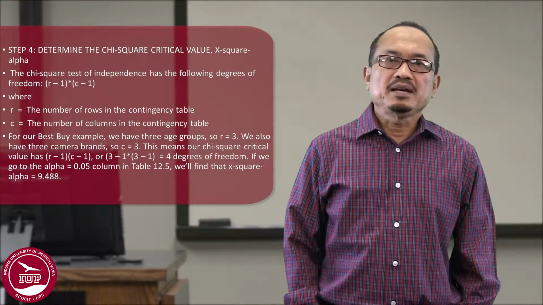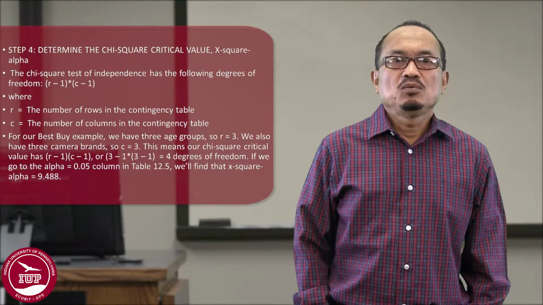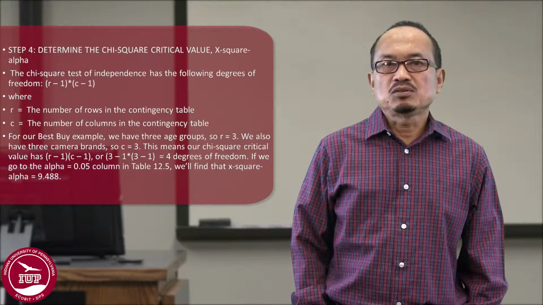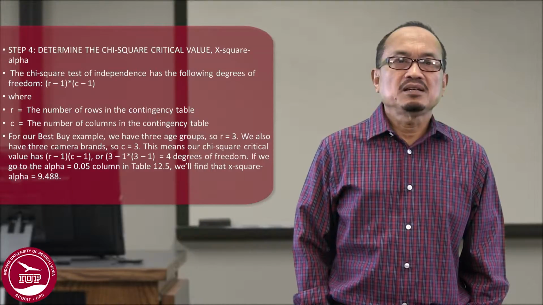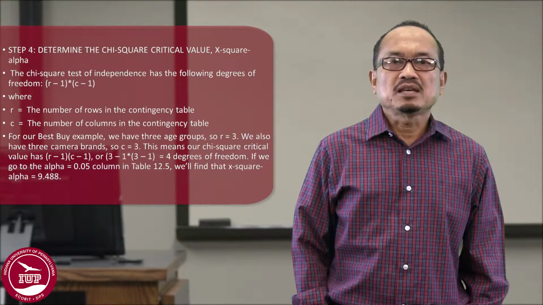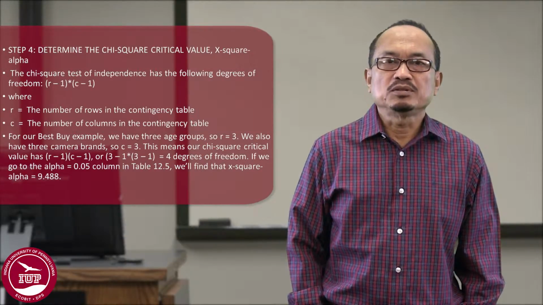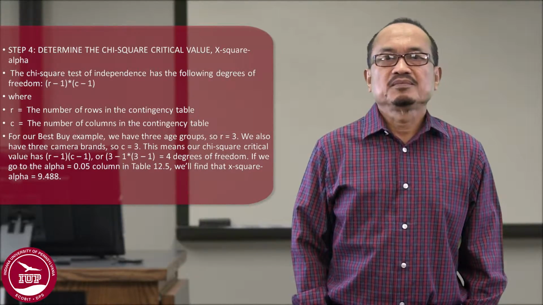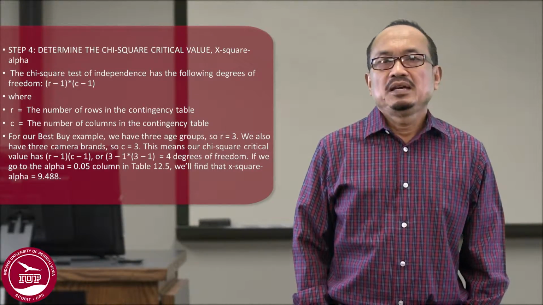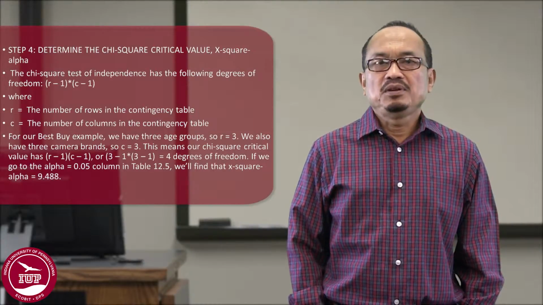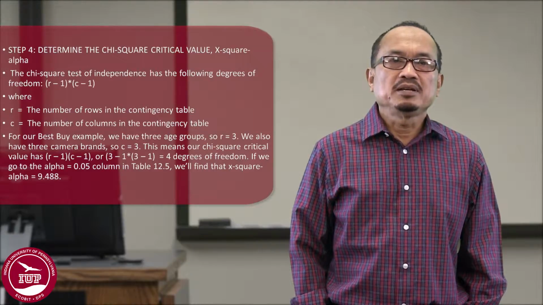For our Best Buy example, we have 3 age groups, so r is equal to 3. We also have 3 camera brands, so c is equal to 3. This means our chi-square critical value has r minus 1 times c minus 1, or 3 minus 1 times 3 minus 1, equal to 4 degrees of freedom. If we go to the alpha equal to 0.05 column in Table 12.5, we'll find that x-square alpha is equal to 9.488.